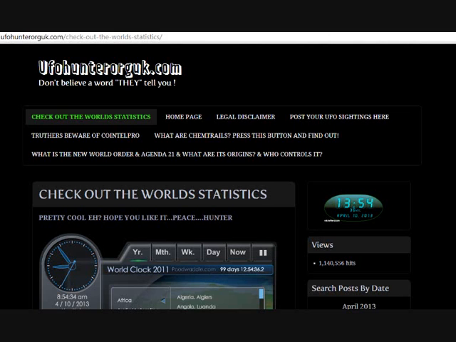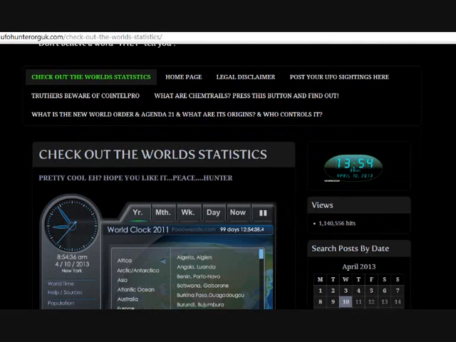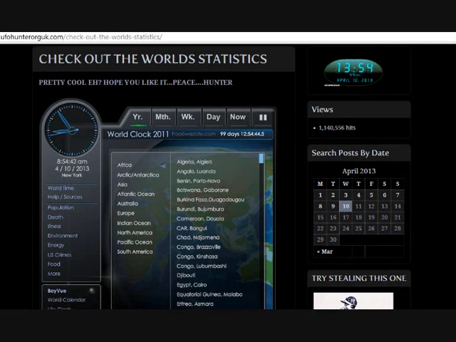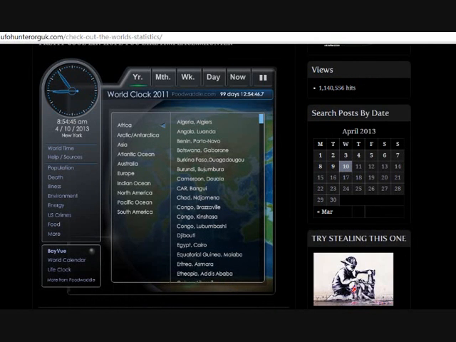What I found really interesting on this site is there's a clock you can look at. It's called the World Statistics Clock, and I find it very interesting and a little scary. It's good to see and understand what's happening around the world, and it also does back up some of the facts that we're all talking about.